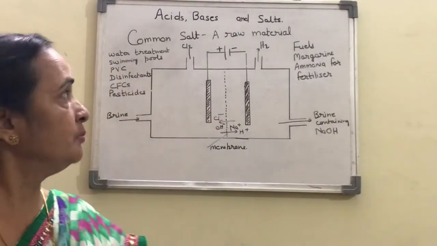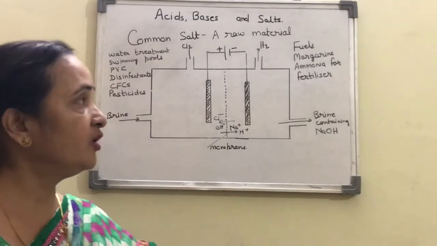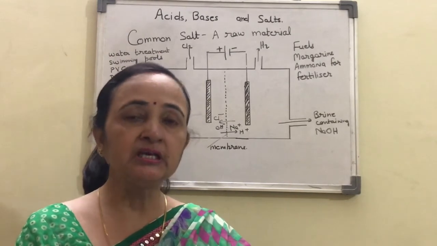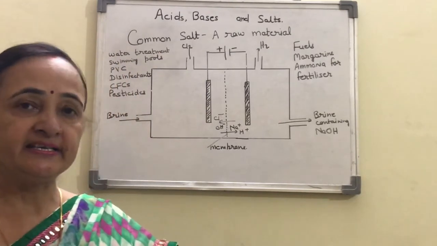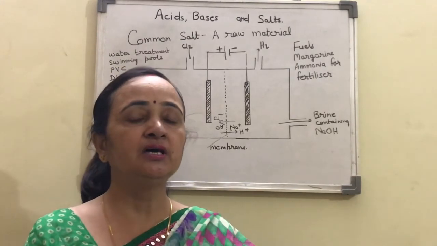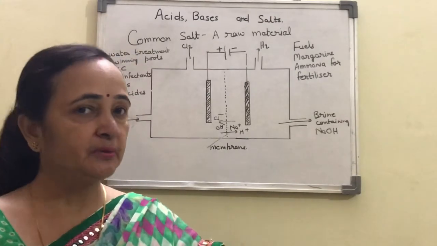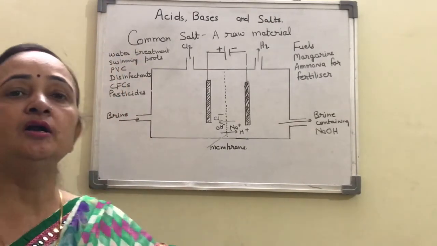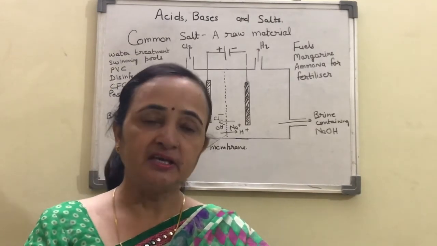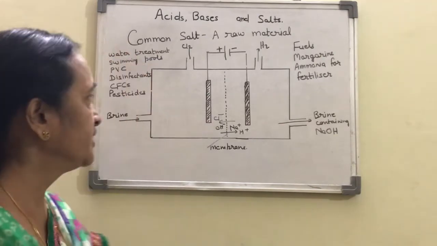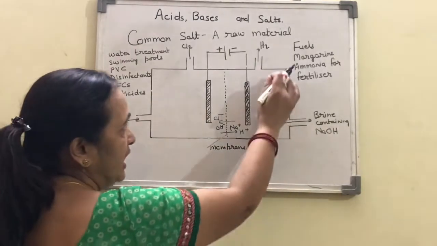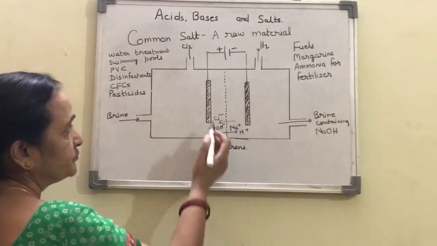Now in the next topic we will study the different chemicals obtained from this common salt. Students, this common salt is used as a raw material for many of the materials or chemical compounds which we use in our daily life. Okay, let's start one by one. First we will discuss the chemical prepared from common salt: sodium hydroxide. To prepare sodium hydroxide, let's see this arrangement. Here you can see a chamber, and in this we have taken an anode.